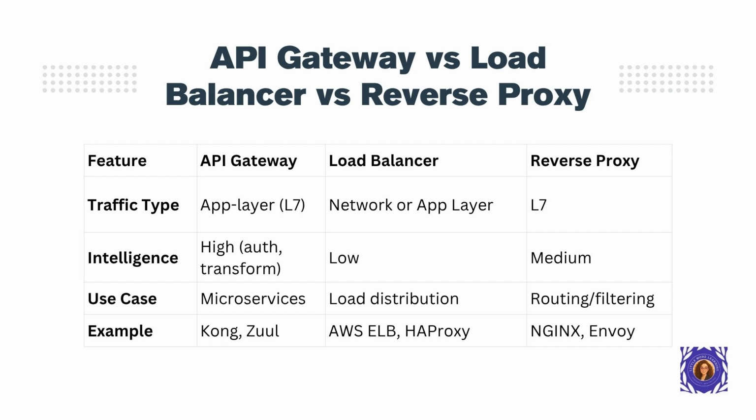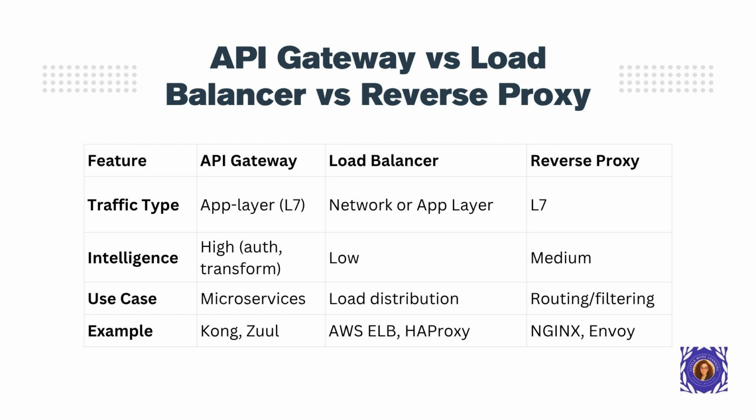Load Balancer. A load balancer is more like a traffic director that spreads work evenly. Its main goal is to prevent any single server from getting overloaded. It operates at either the network layer, layer 4, or sometimes the application layer, layer 7, for simpler routing. It's generally less intelligent than an API gateway, primarily distributing incoming connections or requests among identical servers to ensure load distribution and high availability. Common load balancers are AWS ELB and HAProxy.